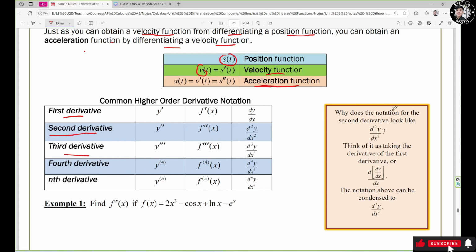Now, why does the notation for the second derivative look like d squared y over ds squared? Think of it as taking the derivative of the first derivative, or the derivative of dy over ds, over ds. The notation above can be condensed to d squared y over ds squared.